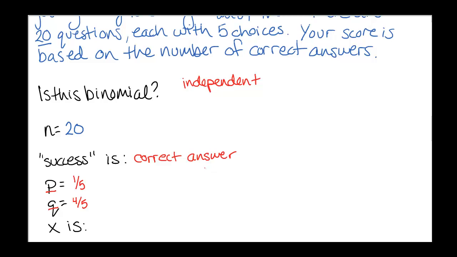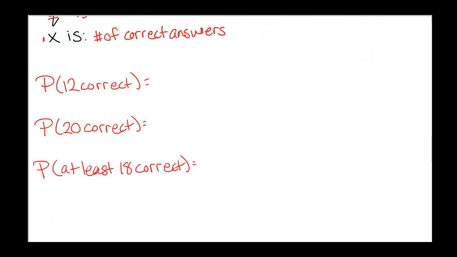So if our success is the correct answer, then X would be counting the number of correct answers. Just note that if you defined success to be an incorrect answer, these two probabilities would flip, and X would then be the number of incorrect answers. So you just have to make sure that whatever your success is, it matches whatever your P is and what X is counting. So then based on this, we could compute some probabilities.